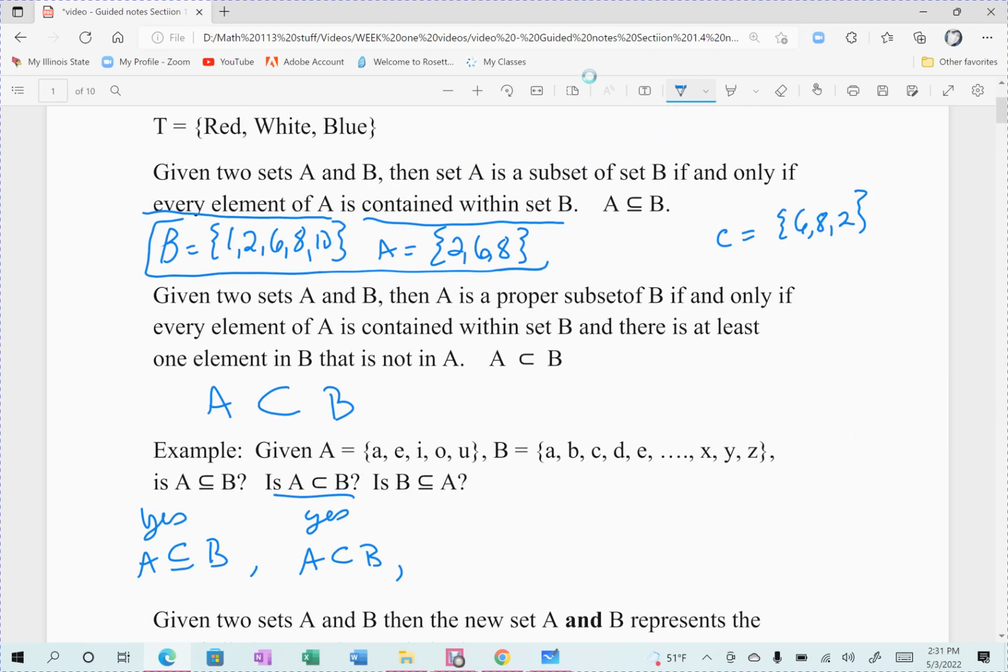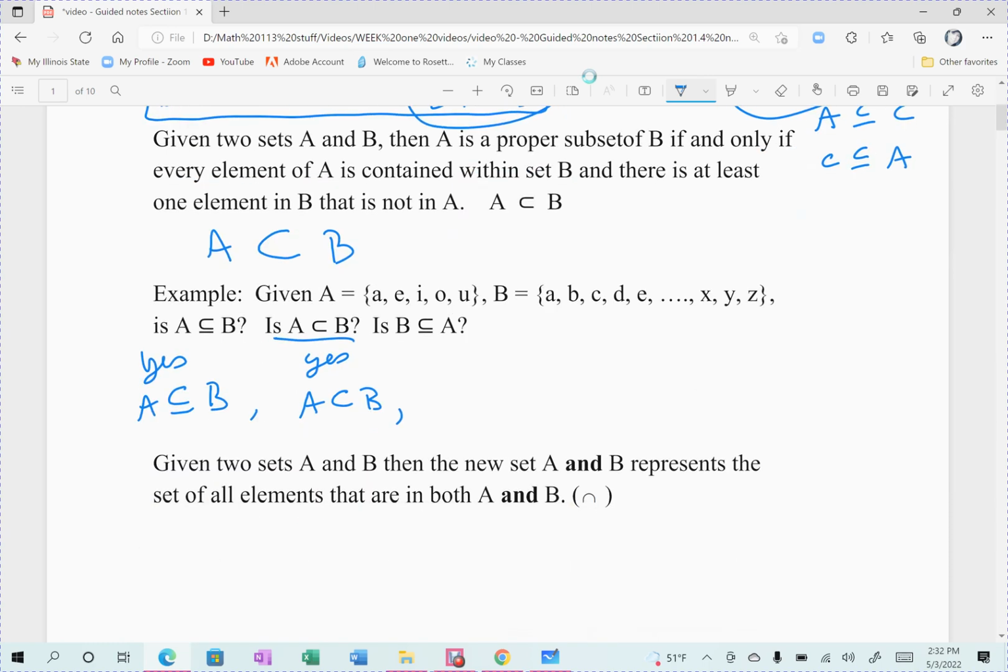Like my example A and C up here. A is a subset of C, and C is a subset of A. Because of the equality, you can do that, but only if they're equal sets. If they're not equal sets, that's not true. And so B is not a subset of A, right? Every element of B does not show up in A. You can't take circle A and fit circle B into it. Doesn't work that way. B's on the outside. And so that does not work. So this is no to the last one.